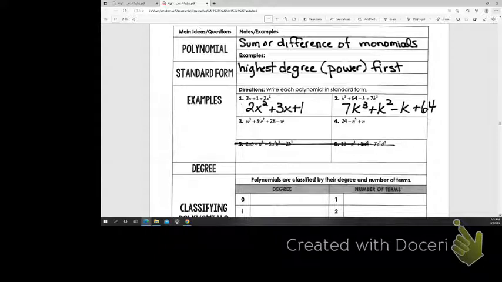Constants, they're like the variable to the 0 power, and so they go at the end. So highest power, work your way down. So this one we just need to do one little switcheroo. Put that minus w here, and then the plus 28. So here I've got negative n cubed. Don't have any second power, and then n, and then 24.